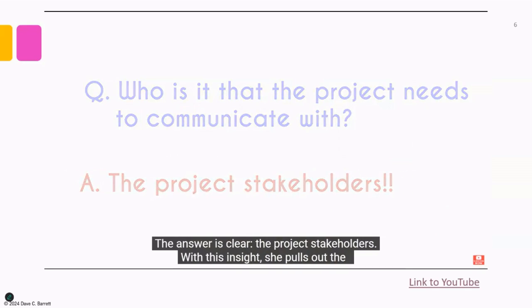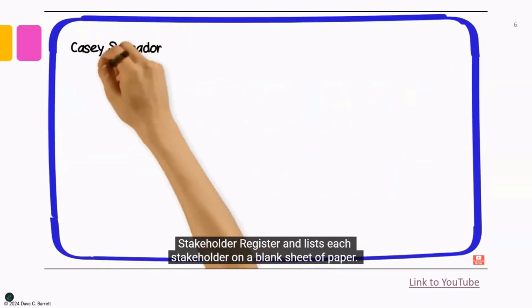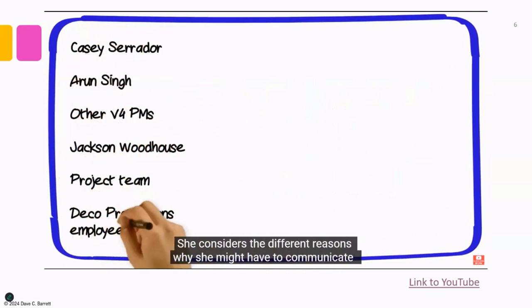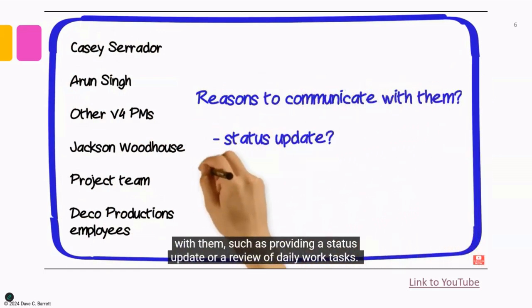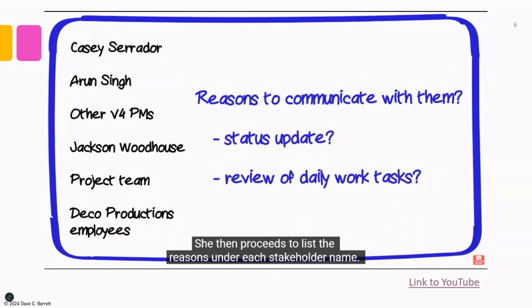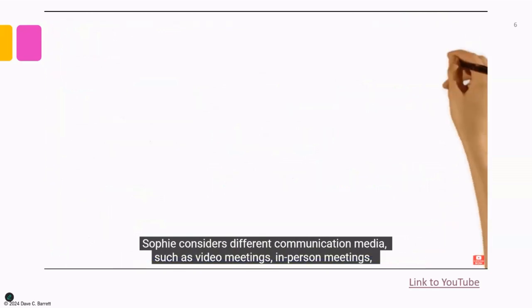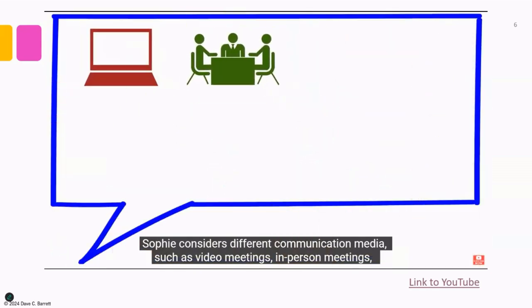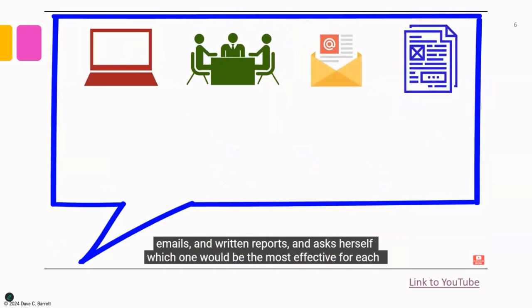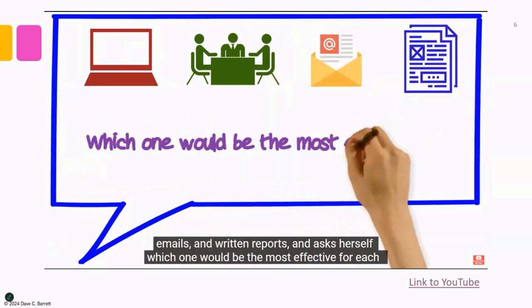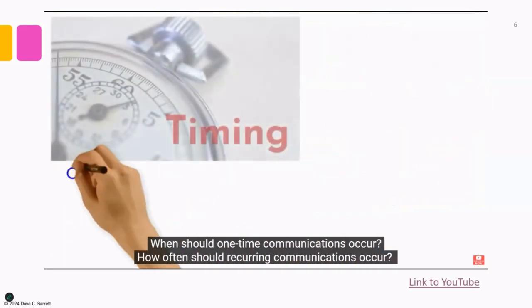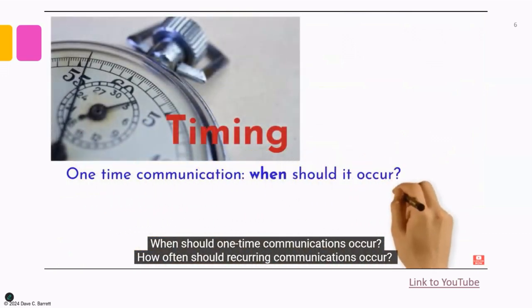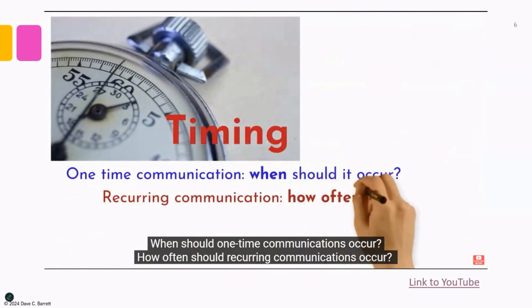With this insight, she pulls out the stakeholder register and lists each stakeholder on a blank sheet of paper. She considers the different reasons why she might have to communicate with them, such as providing a status update or a review of daily work tasks. She then proceeds to list the reasons under each stakeholder name. Sophie considers different communication media, such as video meetings, in-person meetings, emails, and written reports, and asks herself which one would be the most effective for each of the requirements on her list. Next, she considers the timing. When should one-time communications occur? How often should recurring communications occur?